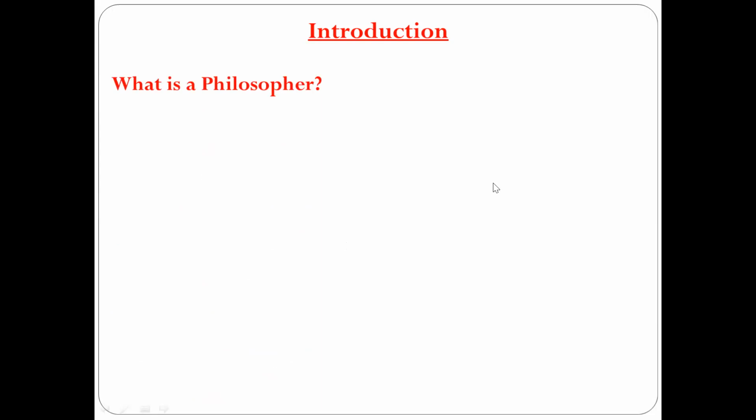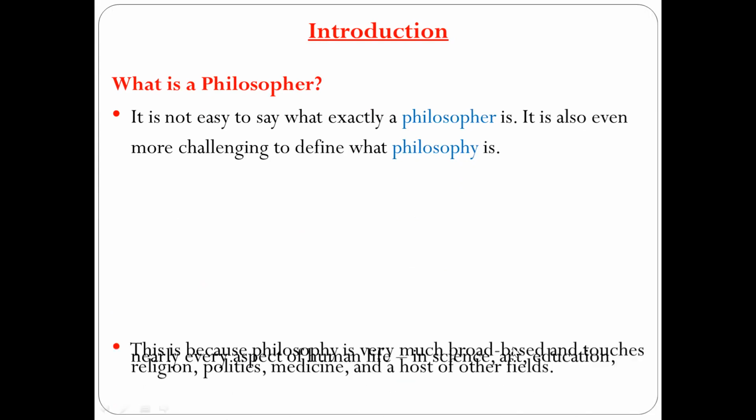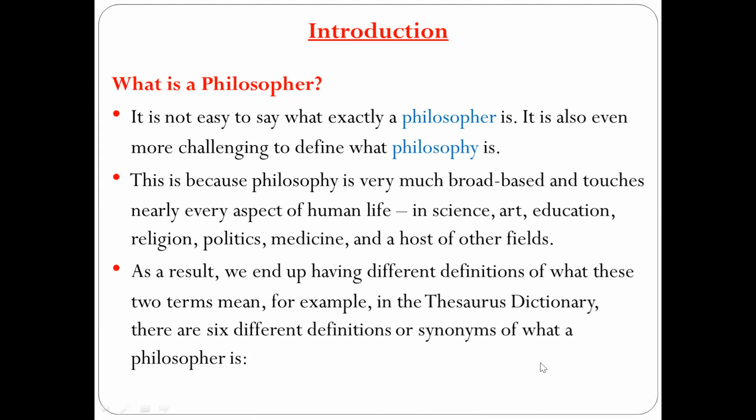We'll begin by discussing what is a philosopher. It is not easy to say what exactly a philosopher is. It is also even more challenging to define what philosophy is. This is because philosophy is very much broad-based and touches nearly every aspect of human life in science, art, education, religion, politics, medicine, and a host of other fields. As a result, we end up having different definitions of what these two terms mean. For example, in the Thesaurus dictionary, there are 6 different definitions or synonyms of what a philosopher is.